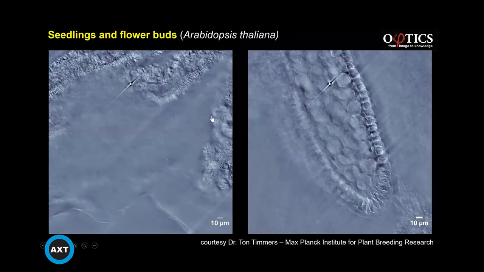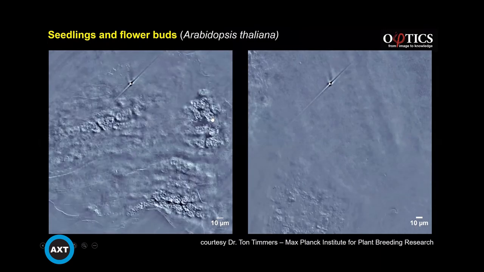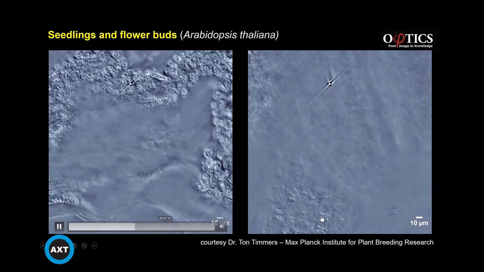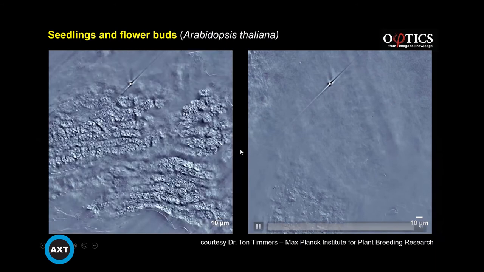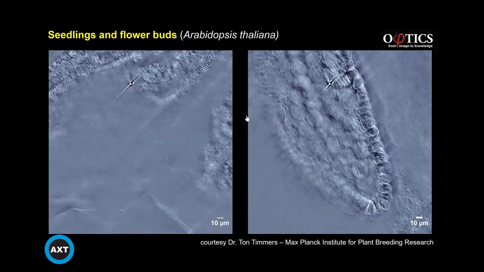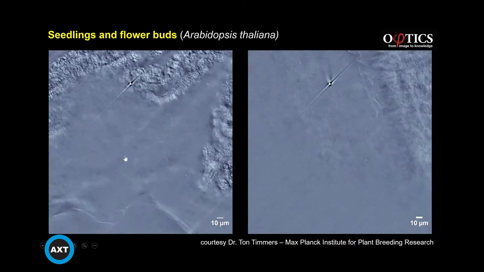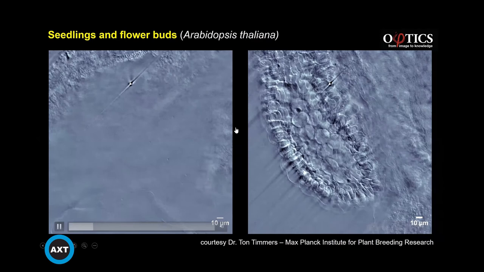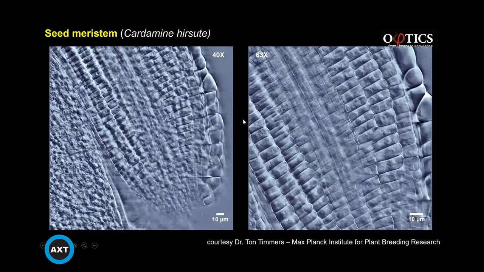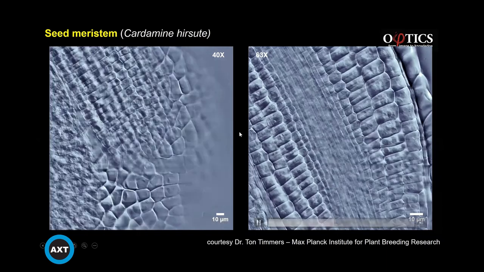And some more exotic, if you will, specimens: plant seedlings and flower buds. These are specimens that usually are hard to image, and many times scientists are forced to do a lot of mechanical sectioning. In this case, with GLIM, you get access to the entire structure on the right side of the flower bud and on the seedlings, no problems, and even image harder to reach portions of the sample, such as the seed meristem, the area where the plant starts growing from.